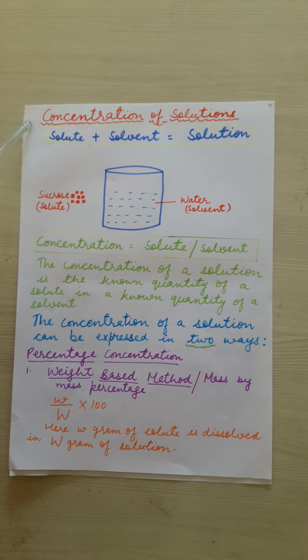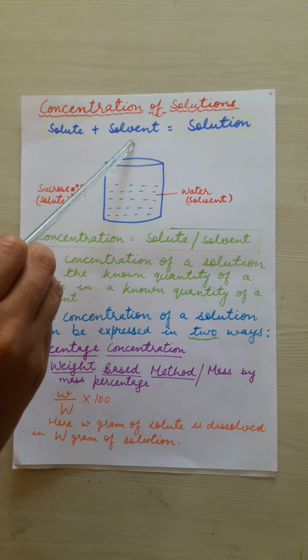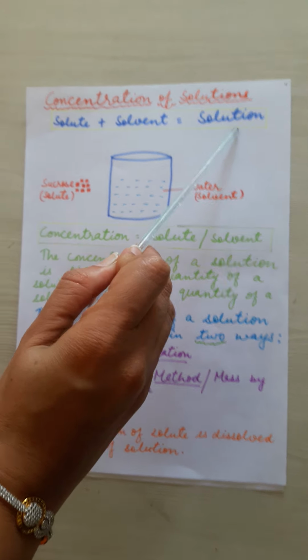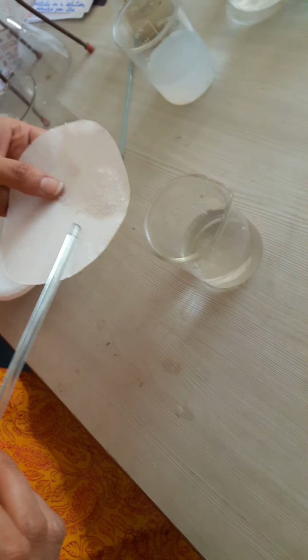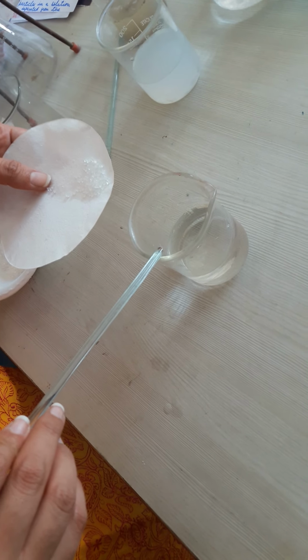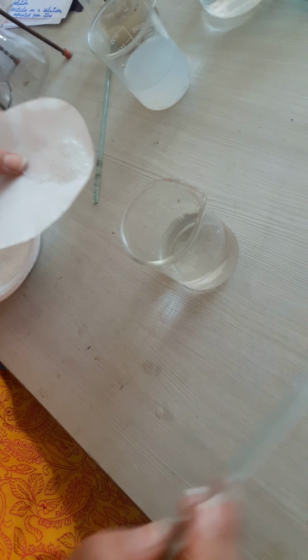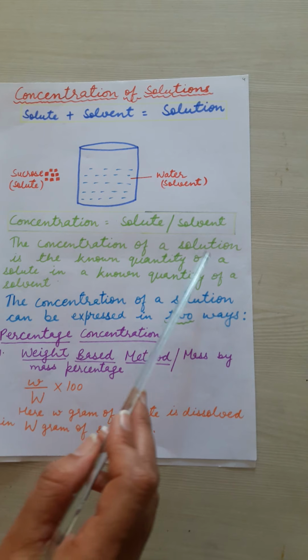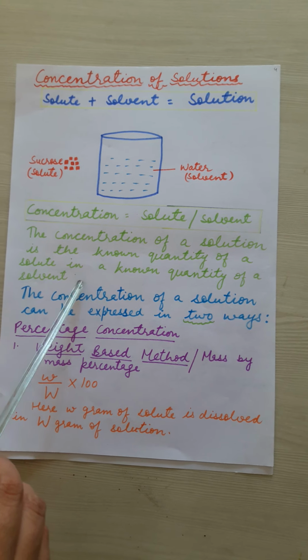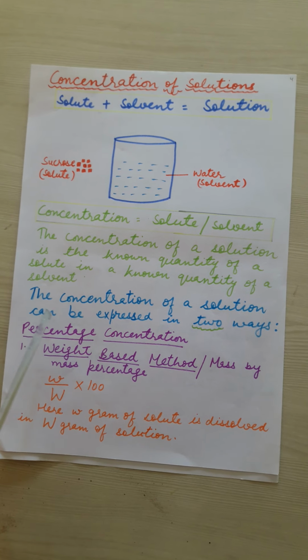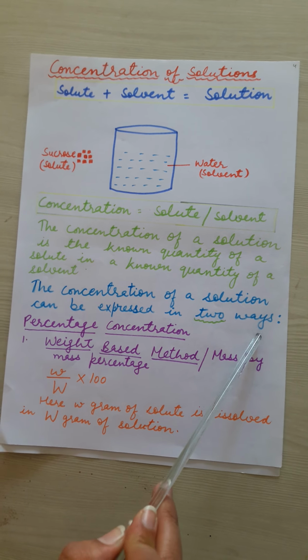Now, concentration of solutions. Solute plus solvent constitute a solution. We will take the example of sucrose. The sugar is the solute and the water in the beaker is the solvent. The concentration of a solution is the known quantity of a solute in a known quantity of a solvent. The concentration of a solution can be expressed in two ways.